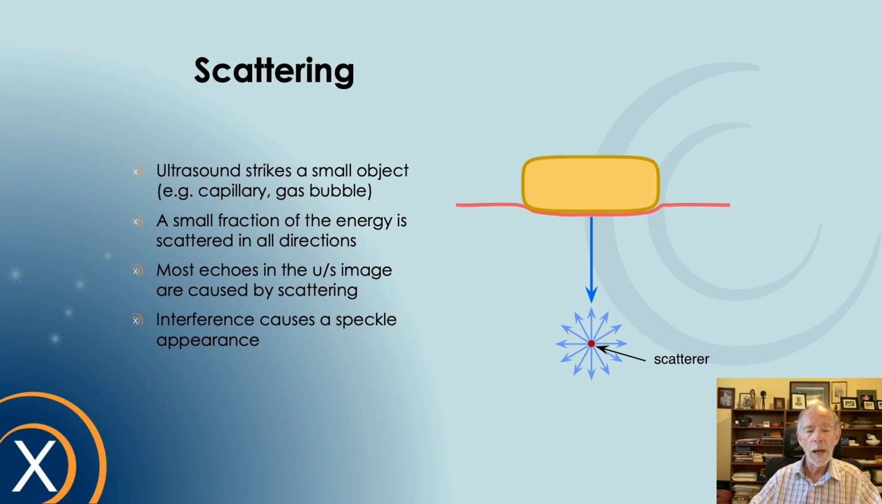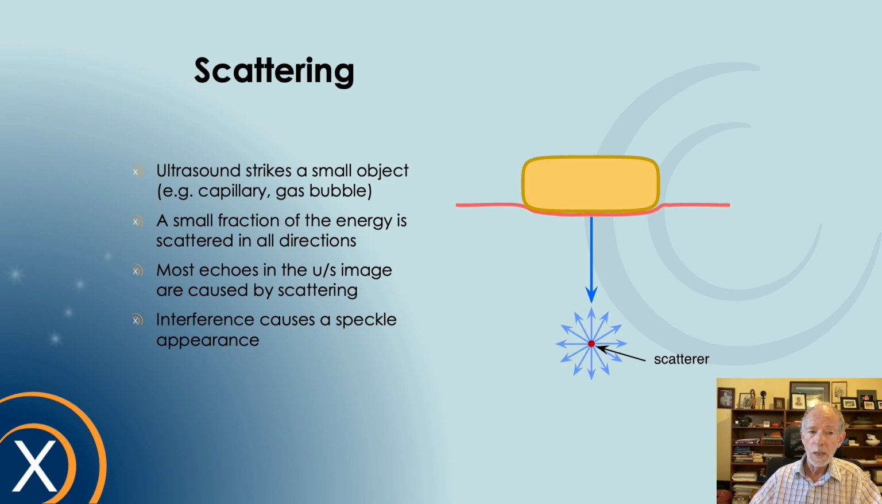Let me now talk about scattering. Scattering is sort of the complement to reflection. Scattering is the term we use when ultrasound strikes very small objects. By small, I mean small relative to the wavelength of the ultrasound. So we could think of very small structures within soft tissue, for example, capillaries and lymph vessels and things of that sort, but also other kinds of functional structures. We can also think in terms of very small gas bubbles. In both cases, they behave as scatterers.